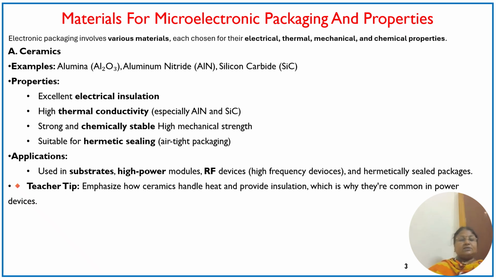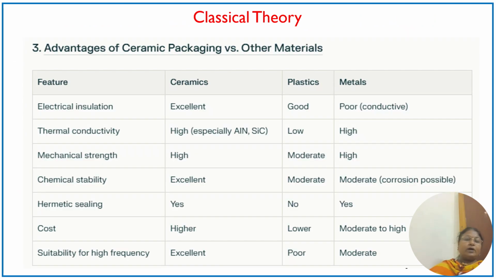So ceramics possess very good electrical insulation, high thermal conductivity, are chemically stable, and possess hermeticity. Hermetic is nothing but a tight seal. Used in substrates, high power modules, RF devices, where a common ceramic material we can take and analyze the heat also, the performance would be quite good.